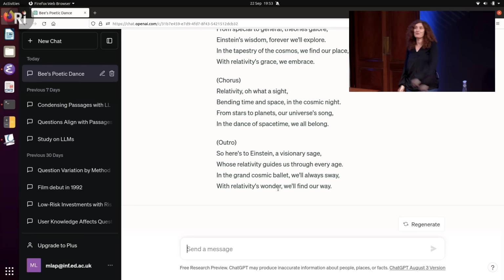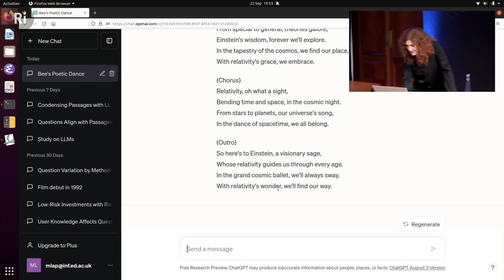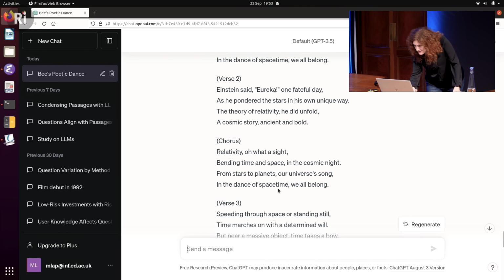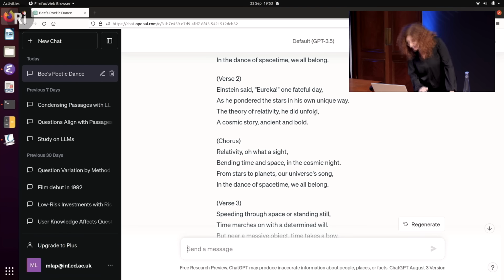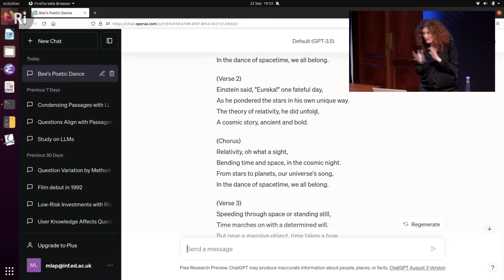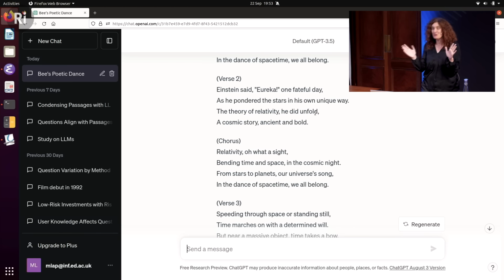It is not helpful. And this has been fine-tuned. Okay, so the best was here. It had something like, where was it? Einstein said, "Eureka, one fateful day, as he pondered the stars in his own unique way. The theory of relativity, he did unfold, a cosmic story, ancient and bold." I mean, kudos to that. Okay, now let's go back to the talk.